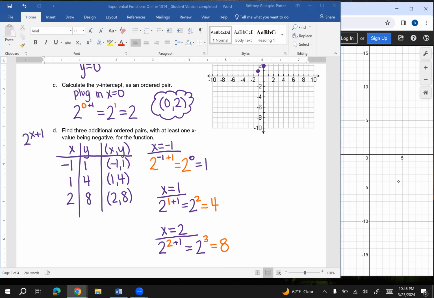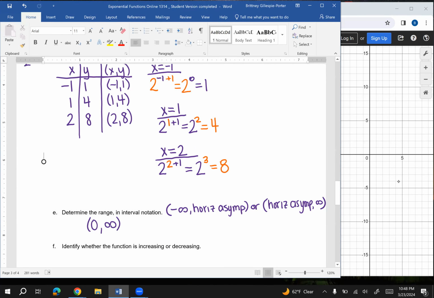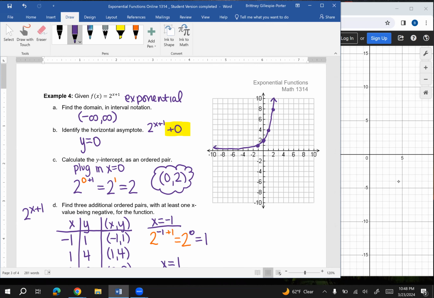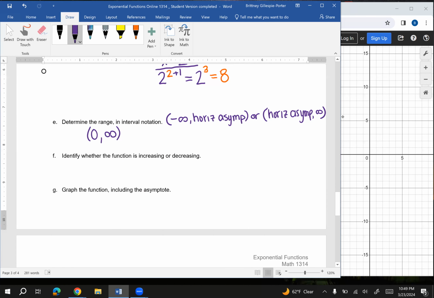So if we connect these ordered pairs, we're going to apply that. And you do need to have your horizontal asymptote with a dashed line and go ahead and label it. Okay, and so from left to right, we can see that our function is increasing. It's when it goes down from left to right that we are decreasing.